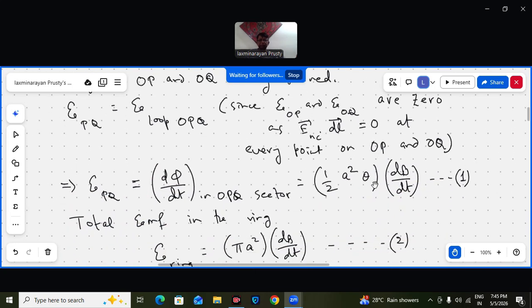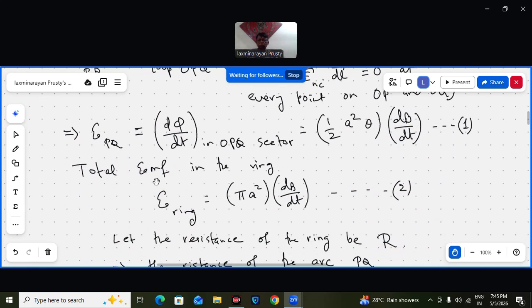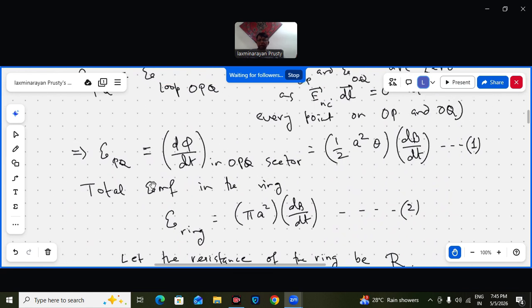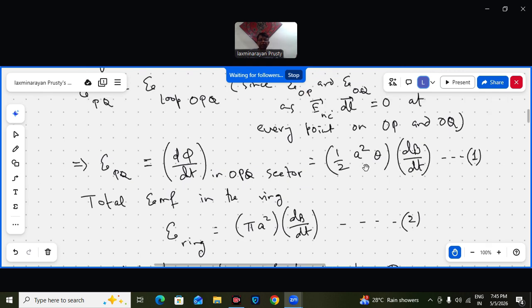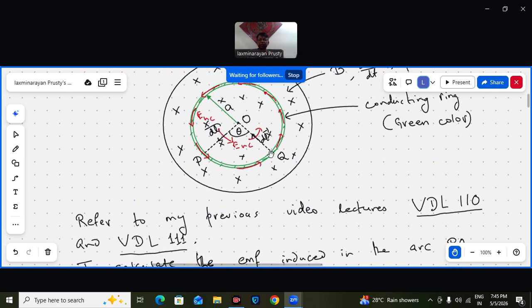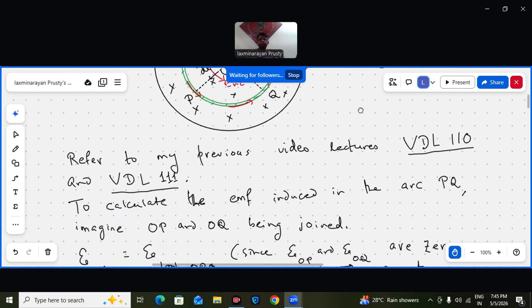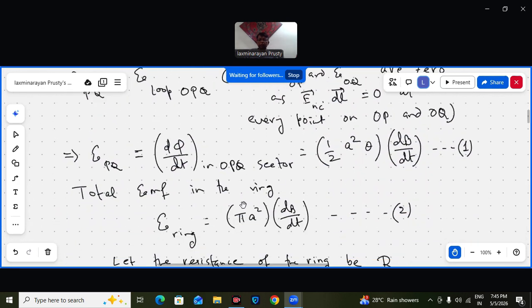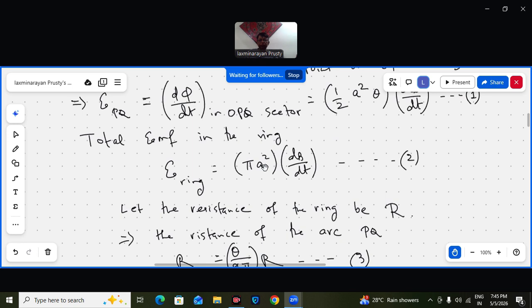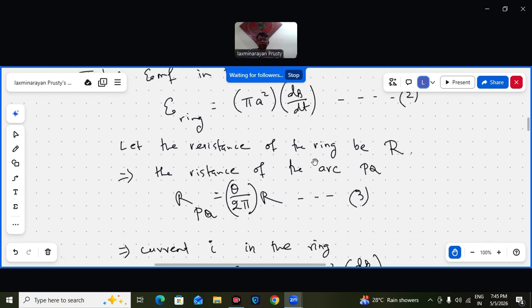I have written that. So the EMF in PQ will be d flux by dt in the OPQ sector, that is half A square theta dB by dt. Half A square theta is the area, into dB by dt is the EMF in the loop, and that is the EMF in PQ. Total EMF in the ring is pi A square, the total area, into dB by dt. Very good. Resistance of the ring be capital R.